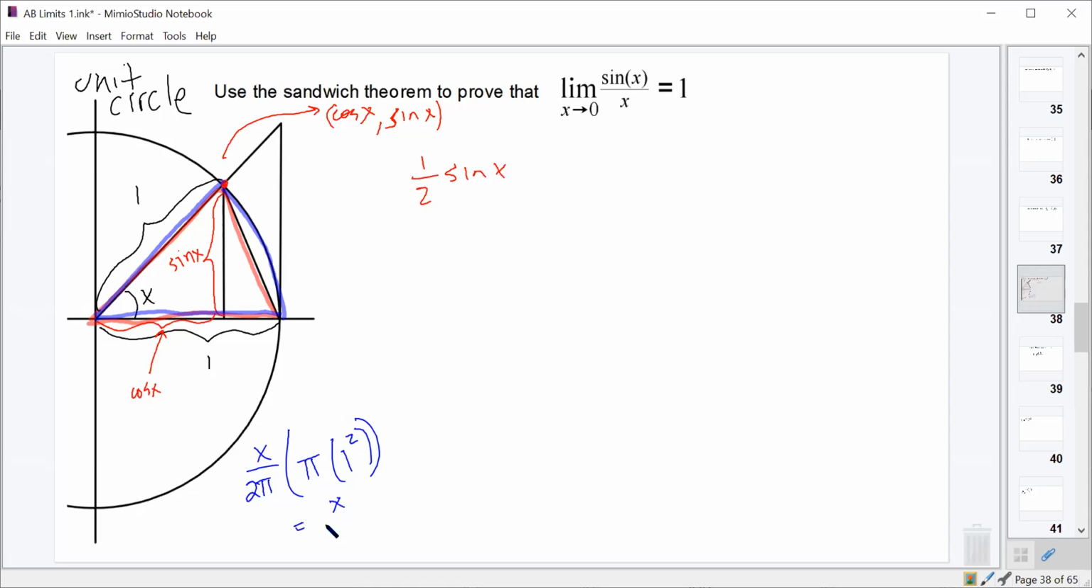Just x over 2, right? The pi and the pi will cancel. This one's in the numerator. That doesn't look like it from how I drew it, but the pi's cancel. The 1 squared is just 1. It's just x over 2. Everybody good with that or no?